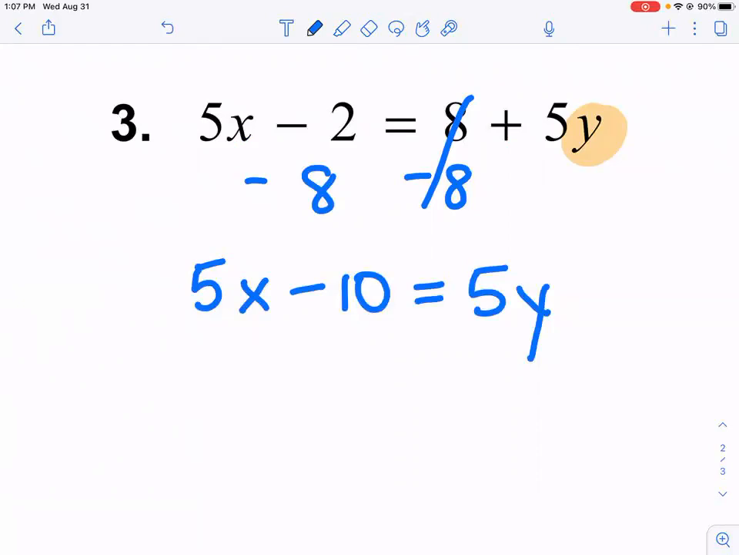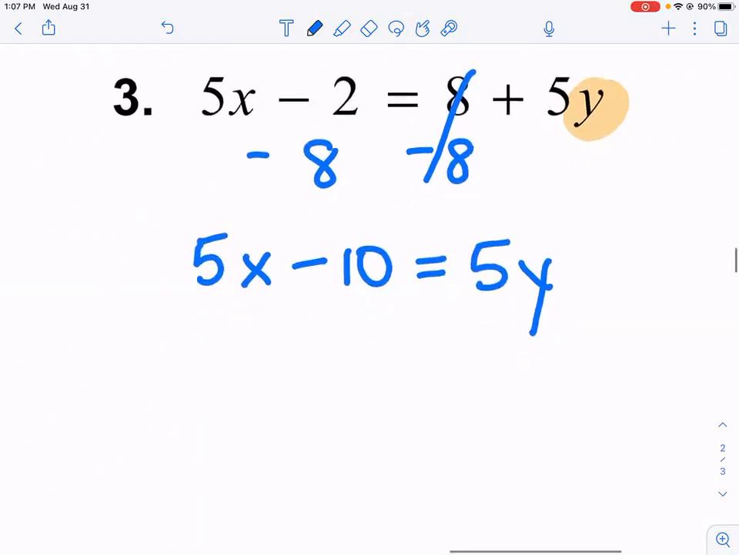Reagan. Could it give you like +2 and then on the other side? Technically, yes, but since we're solving for y, I want to get everything away from y. Yes. Who had a question? Someone else said they had a question. Seth, are you okay with this?